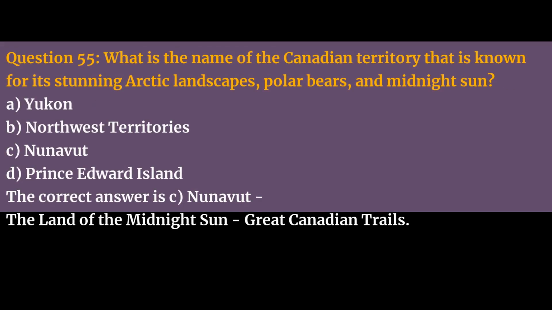Question 55. What is the name of the Canadian territory that is known for its stunning Arctic landscapes, polar bears, and midnight sun? A. Yukon. B. Northwest Territories. C. Nunavut. D. Prince Edward Island. The correct answer is C. Nunavut, the land of the midnight sun, Great Canadian Trails.